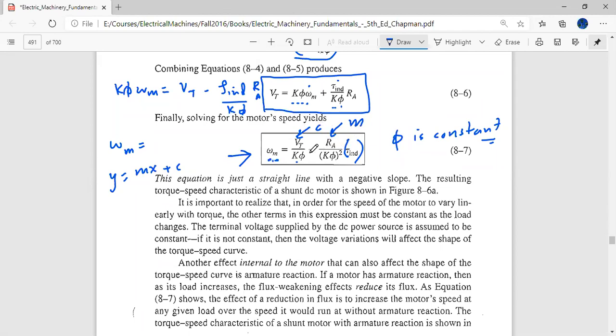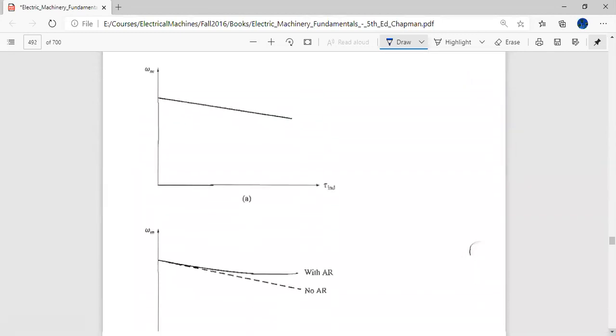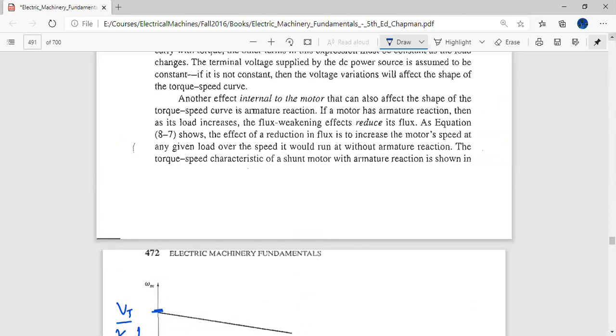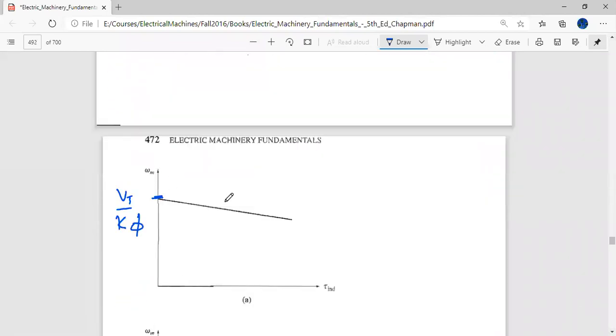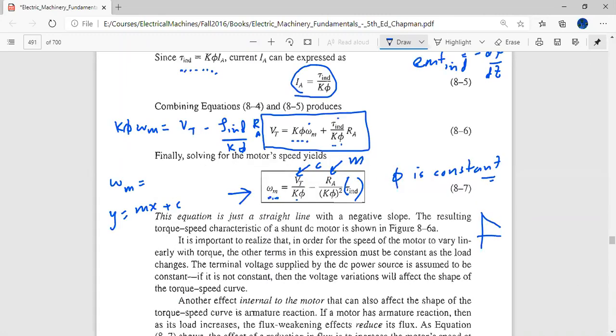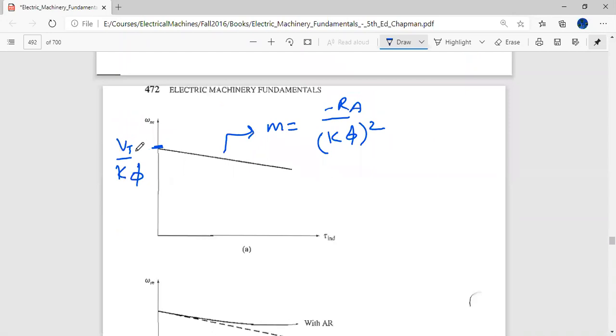So we see that the gradient is coming with a minus sign. So the line should be coming like this, because the line has a negative gradient, and its y-intercept will be equal to Vt over K phi. Okay, so when we plot this, the equation looks like a straight line. The y-intercept is equal to Vt over K phi, and the gradient is equal to minus Ra over K phi square. So this is the gradient and this is the y-intercept.